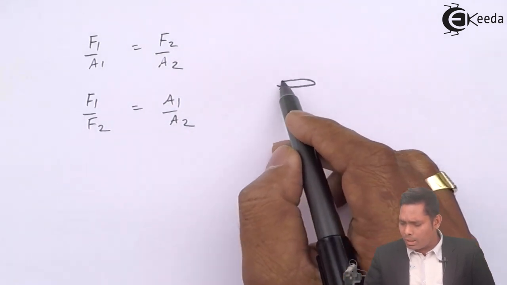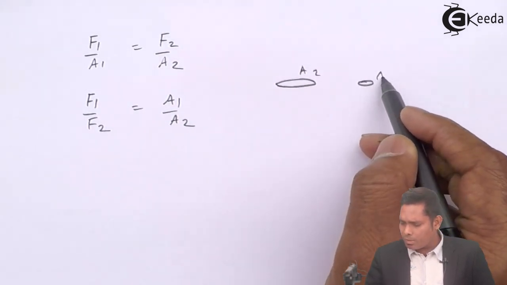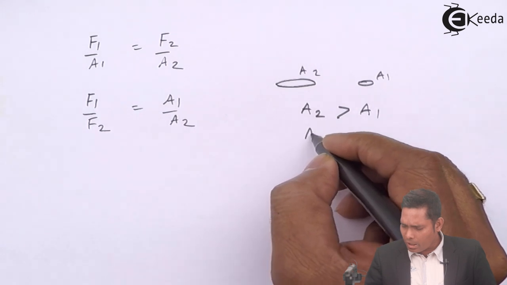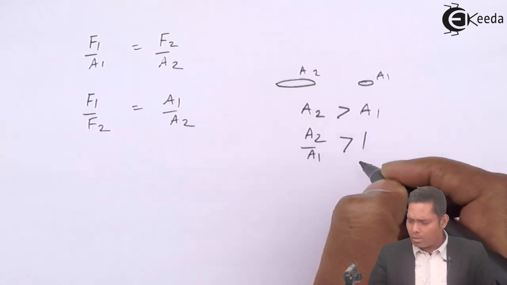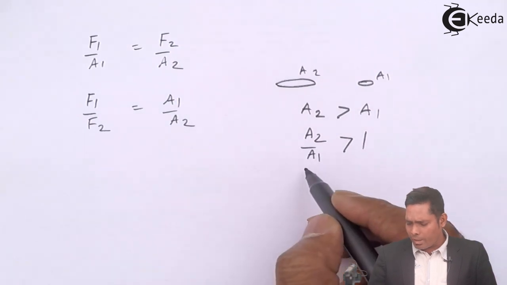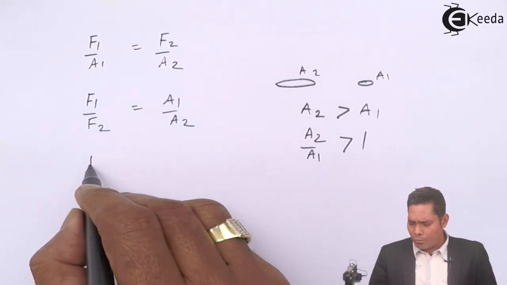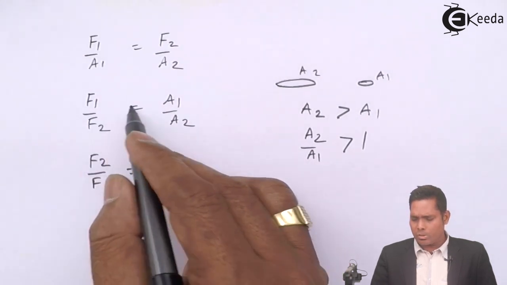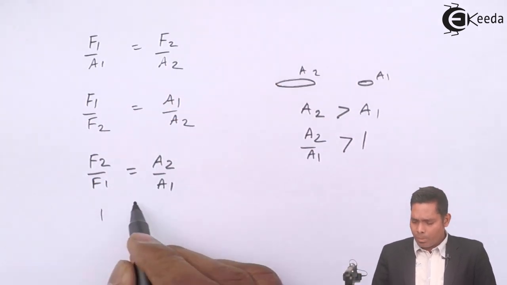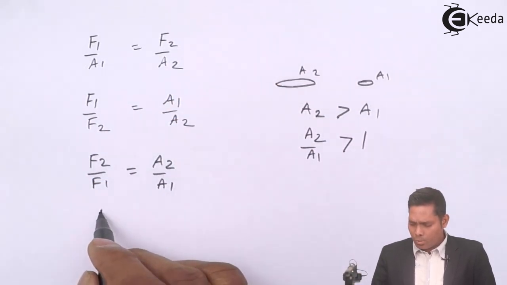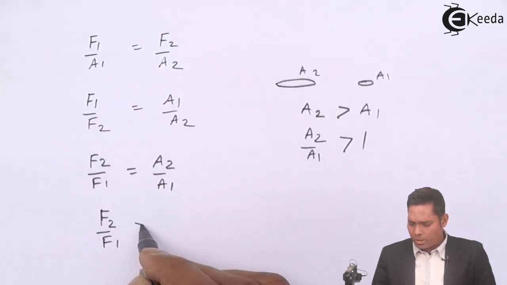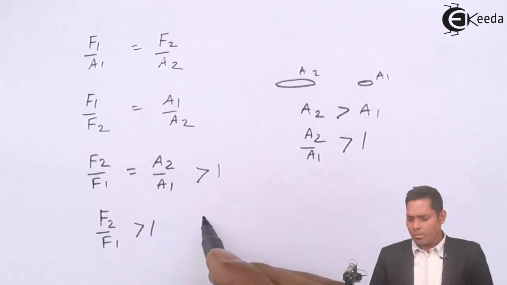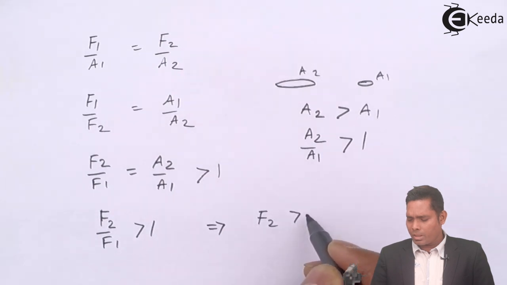Now, you can compare A1 and A2. I have already told you that this area is A2 and this area is A1. A2 is greater than A1, that means A2 by A1 is greater than 1. If I reverse this, F2 by F1 is A2 by A1. So, because A2 by A1 is greater than 1, F2 by F1 is also greater than 1. This implies that F2 is greater than F1.